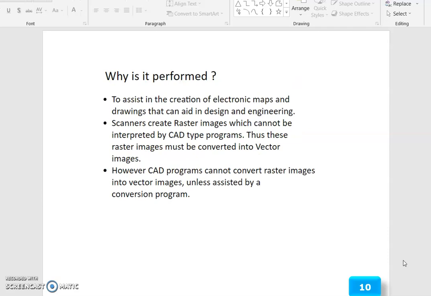So why is it performed? To assist in the creation of electronic maps and drawings that can aid in design and engineering. Scanners create raster images, which cannot be interpreted by CAD type programs. Thus, these raster images must be converted into vector images. However, CAD programs cannot convert raster images into vector images unless assisted by a conversion program.